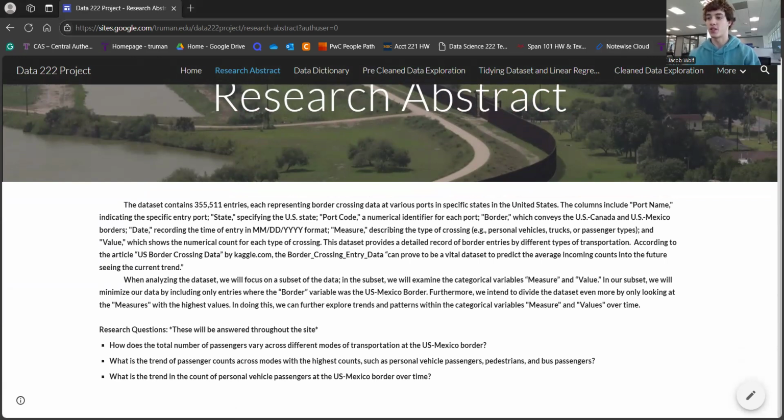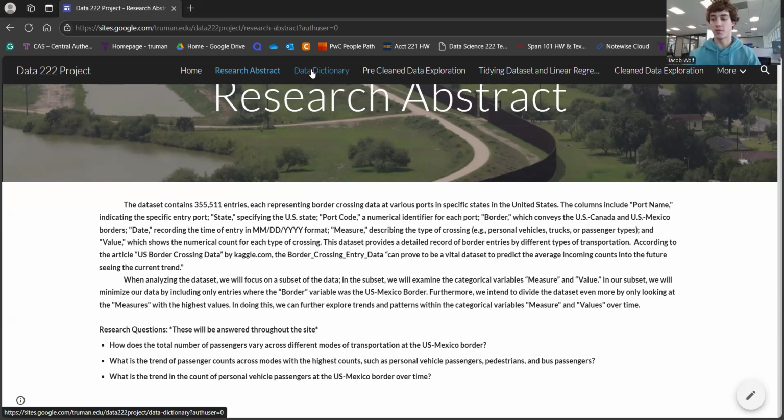This data set contains over 355,000 records detailing crossings by port name, state, port code, border type, date, transportation mode, and entry count. Given its comprehensive nature, this data set is valuable for understanding and predicting border traffic trends. We chose to focus on the measure and value columns, limiting our analysis to the US-Mexico border and transportation modes with the highest counts. This approach allows us to identify key traffic patterns efficiently.